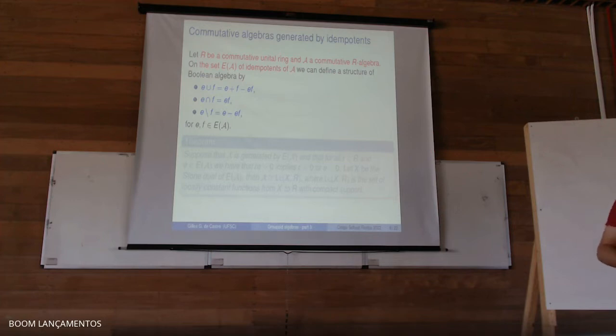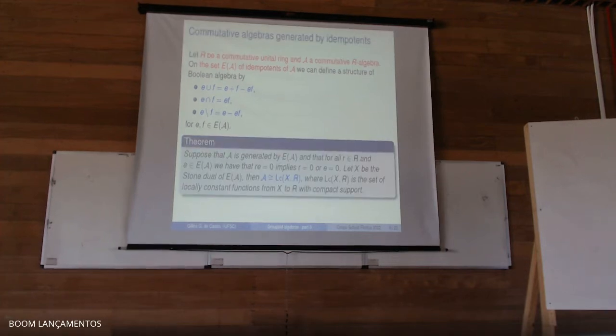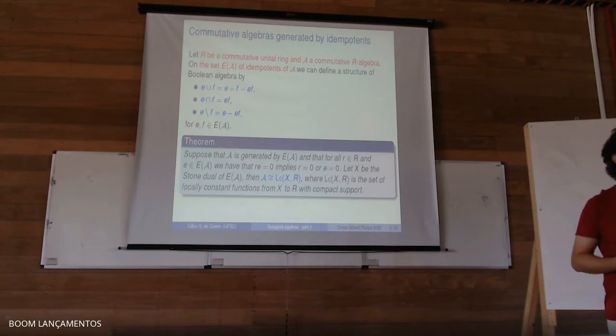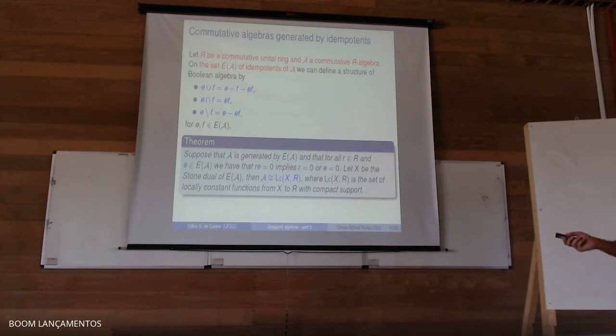So if you have a Boolean algebra, as we've seen, you have a dual, and the idea is that this commutative algebra actually is going to be continuous functions on this Stone space. We need a little bit more of a hypothesis. We need that A is generated by the idempotents. And the second hypothesis is kind of torsion-free, but not for all elements of the algebra, just for the idempotents. So we never have an element of the ring multiplying an idempotent being 0. This should only happen when either the element of the ring is 0 or the idempotent is 0. So it's kind of being torsion-free, but not for all elements, just for the idempotents.